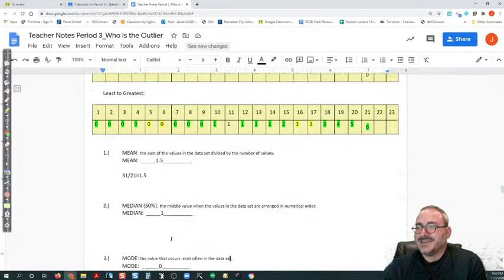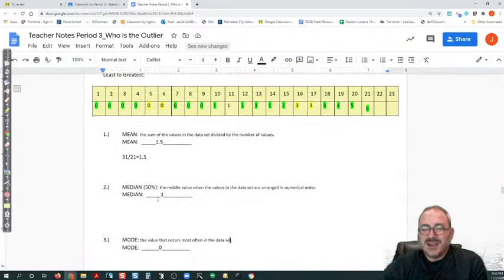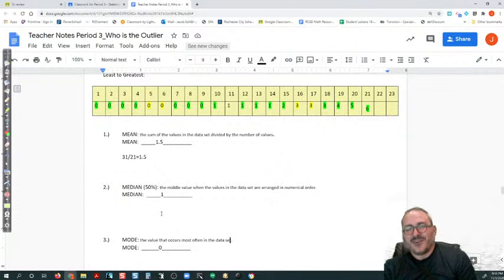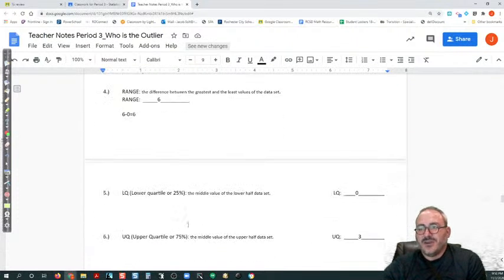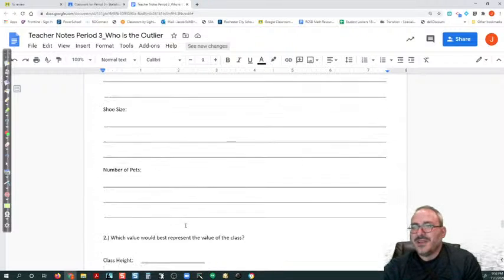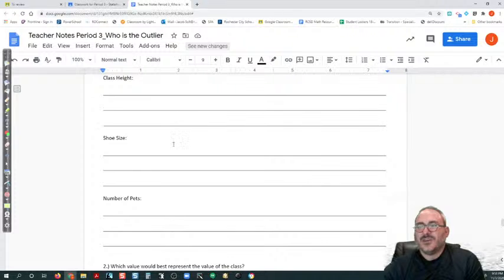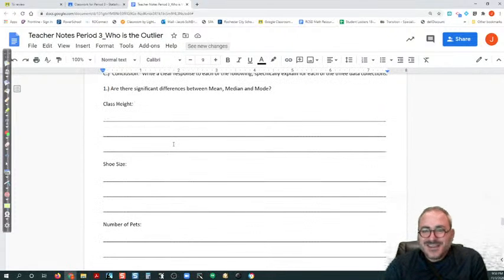And let's go down to pets. The mean was 1.5. The median was 1. That's pretty darn close. The mode was 0. That's interesting, but all said and told, that's not very far off either. So in each case, the mean, median, and mode really aren't that significantly different. You can pause this right here and write in your own words what we found. Class height, mean, median, mode is pretty much all the same. Shoe size, pretty similar. Number of pets, a little different, but not much.